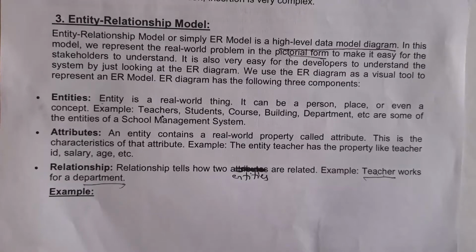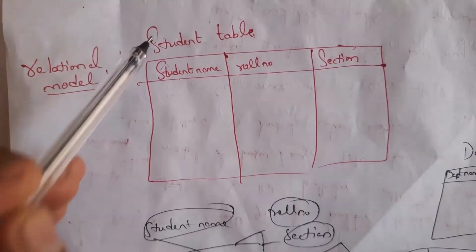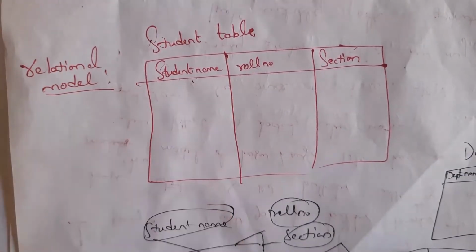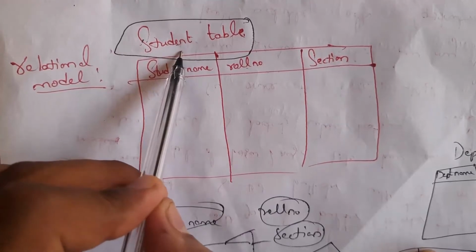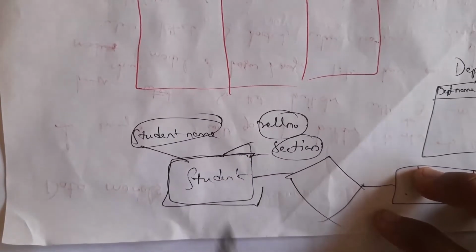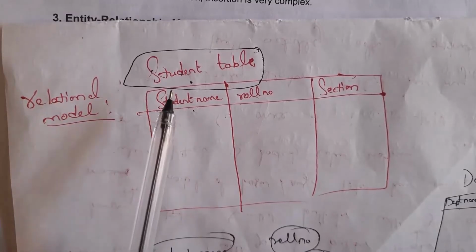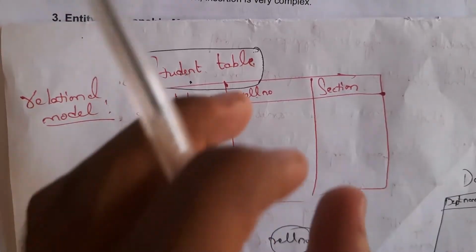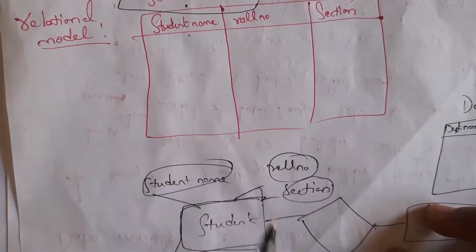Guys, I will give an example. For example, this is a student table. The student table contains student name, student roll number and section. Now this table named student is considered an entity, and we represent an entity in a rectangle. So inside the rectangle I have written student. Similarly, the student table contains three columns: student name, roll number and section. We call these column names attributes, and we represent attributes in an ellipse.